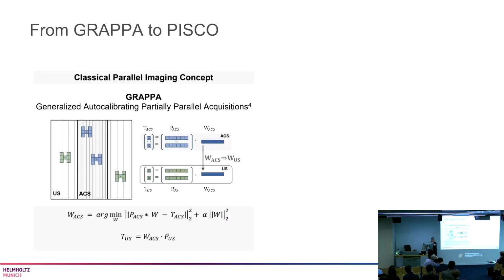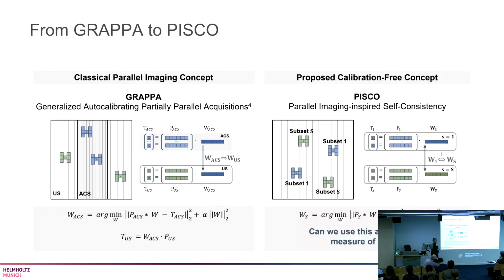So we again were inspired by GRAPPA, the generalized auto-calibrating partially parallel acquisition scheme, which introduced this kernel here, where you try to have a fully sampled part, some auto-calibration signal, and you derive from that weights which you can use to enhance the undersampled regions a little bit better, and then solve your normal reconstruction problem. But here we said, well, we don't have that. We don't have this kind of supervision. We have to do it again self-supervised.